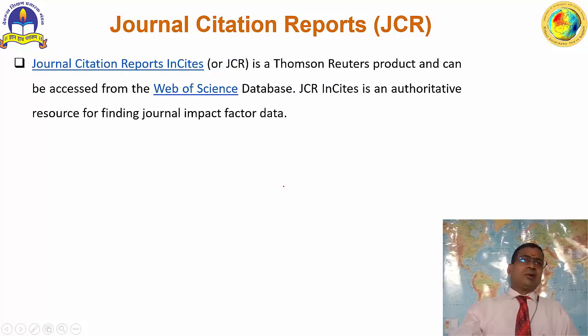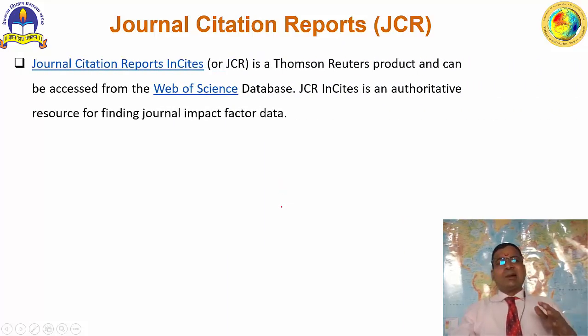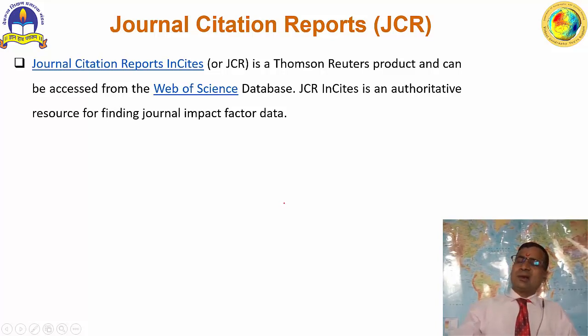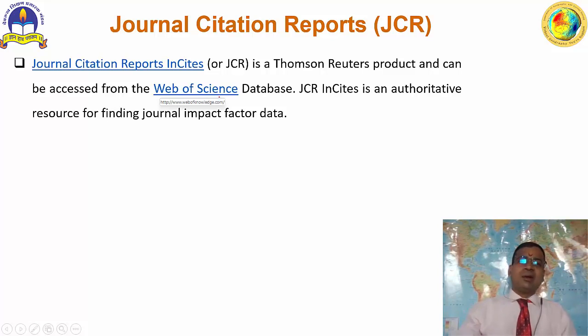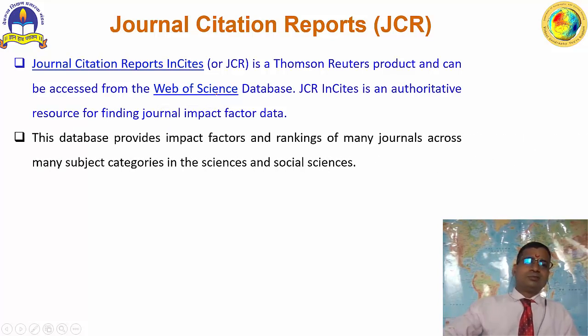We are going to discuss the impact factor, that is, Journal Citation Reports, then SNIP, IPP, CiteScore, etc. First important is Journal Citation Reports. It is also called a Thomson Reuters product and can be accessed from Web of Science. For that purpose, you should have an account to the Web of Science database, and then you will be able to access all the journals indexed in Journal Citation Reports.